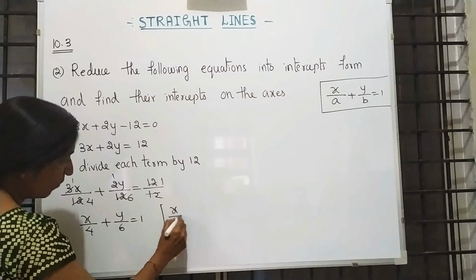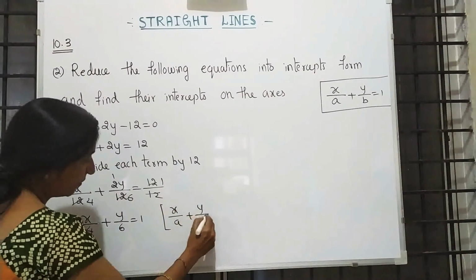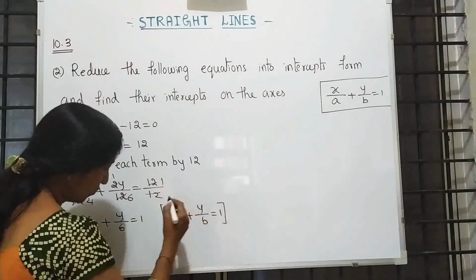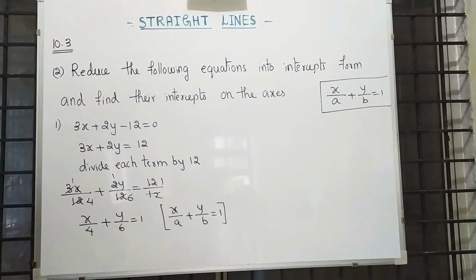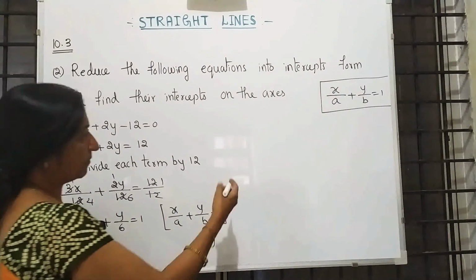See, it is in the form of x upon a plus y upon b is equal to 1. Now tell me then, what is the x-intercept? X-intercept is 4 and y-intercept is 6.